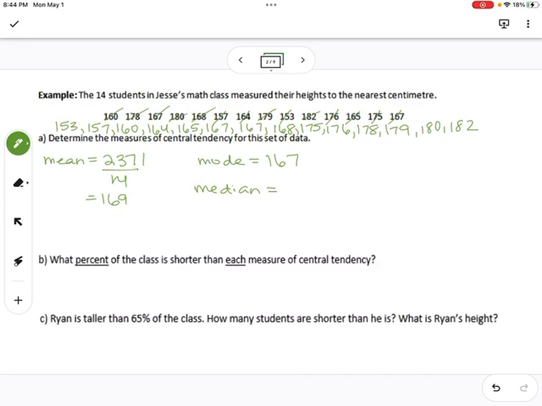Now, our median. Since there are 14 numbers, there's an even amount. There's going to be 2 middle numbers. So that's at position 7 and 8. 1, 2, 3, 4, 5, 6, 7. So at 7 and 8, that's the 167 and the 168. So we add those and divide by 2, and that's our median. So we have 167.5 as the median.